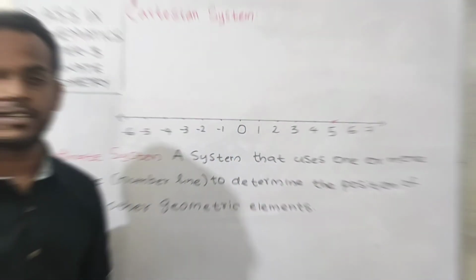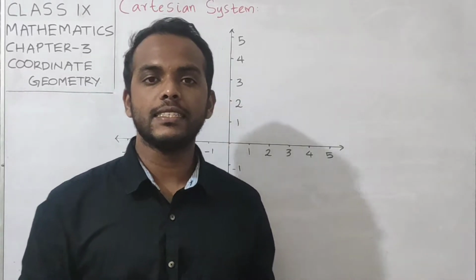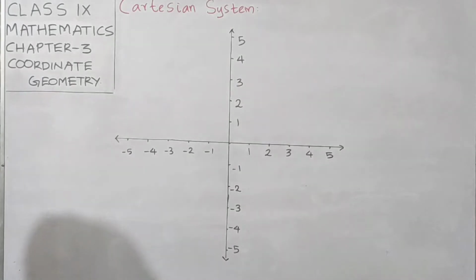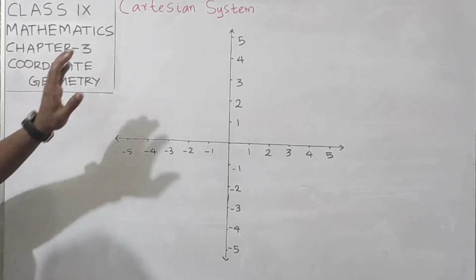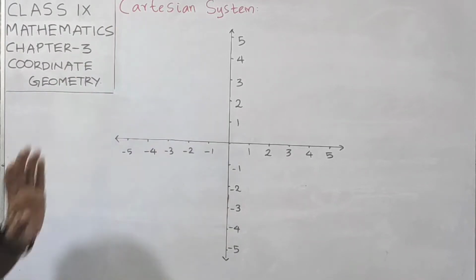An additional piece of information is that this number line should be kept perpendicular to the existing one. Let's try to draw the figure. You can see on the board that this is how a Cartesian system is drawn. This was invented by the French mathematician René Descartes, and that's the reason it is given the name Cartesian system.